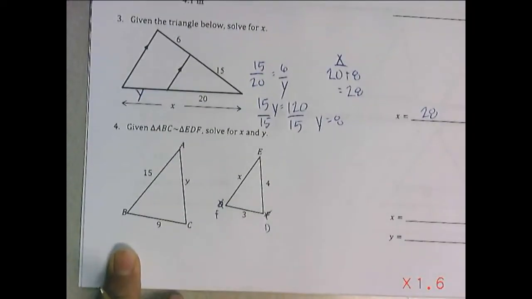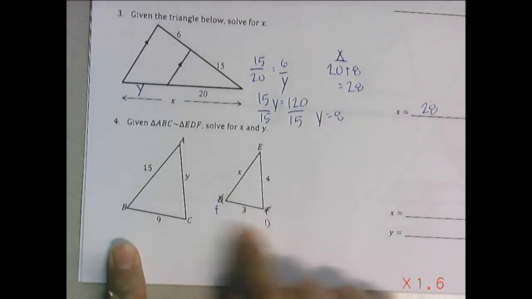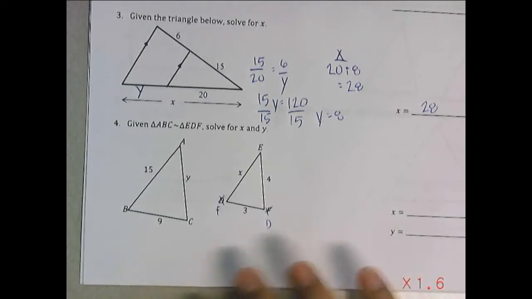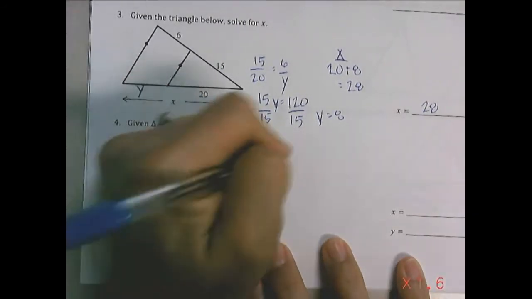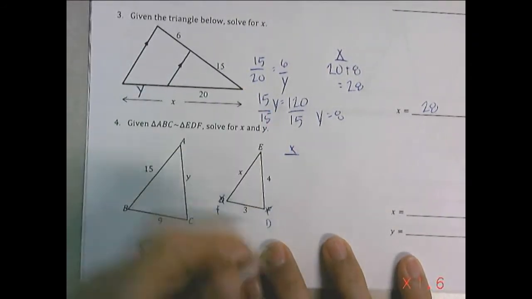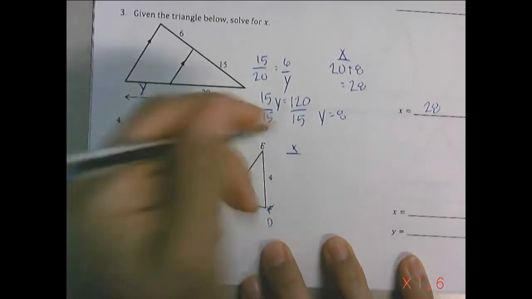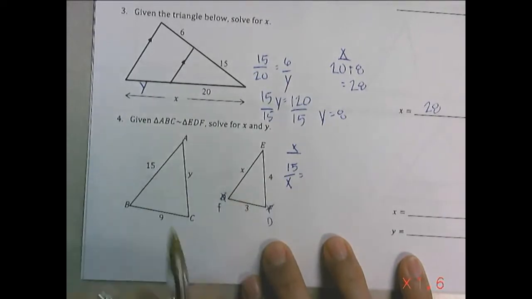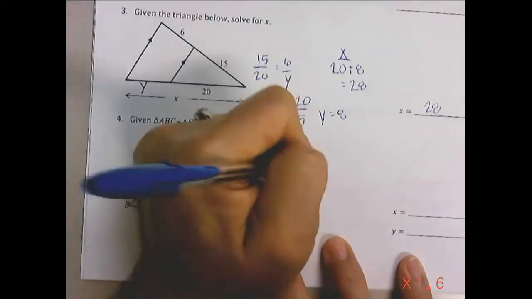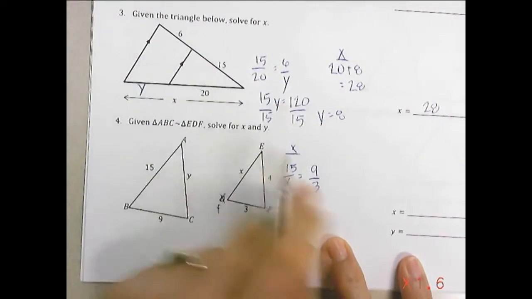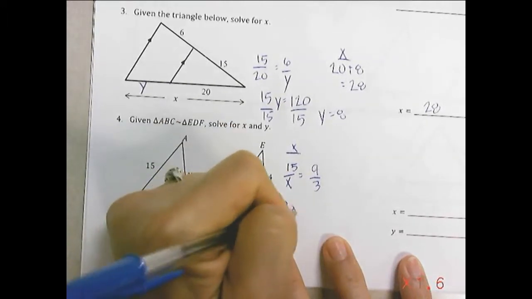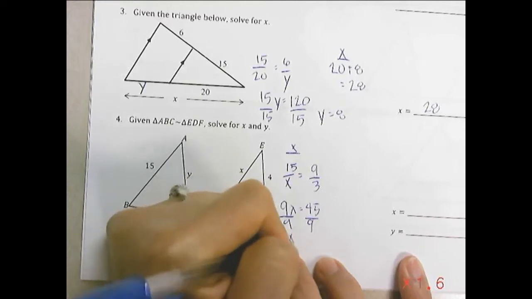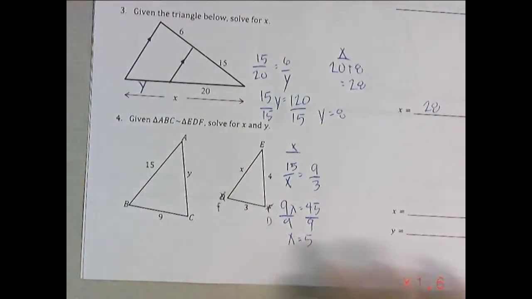Next up is this bad boy, and hopefully you made the change, or I made the change for you on the study guide. And what I'm going to do is go ahead and solve for x first. So to do that, I'm going to take 15 and put it over x. Those are corresponding sides. And I'm going to set it equal to 9 over 3. All right, I'm going to cross multiply. I'm going to get 9x equals 45. I'll divide by 9 and divide by 9 and get x equals 5. Perfect. There's one.